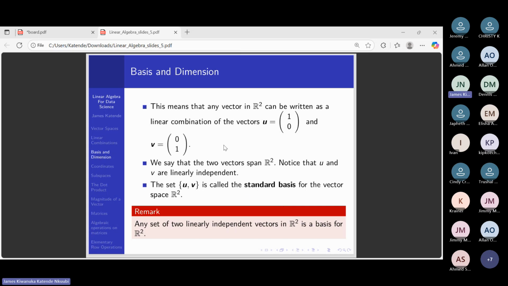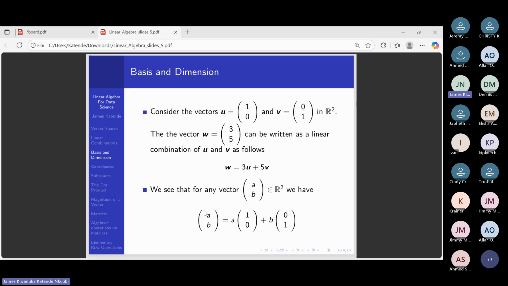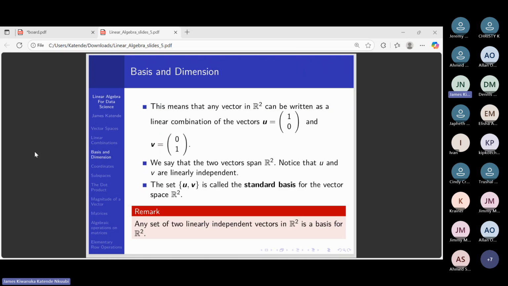So for any vector, based on this setup here, we can see that it doesn't matter what the value of A and B is, it's always possible to write a vector (A, B) as a linear combination of the vector (1, 0) and the vector (0, 1), with the scalars used being A for (1, 0) and B for (0, 1). So this is always possible. It doesn't matter which vector in R2 you pick, this will always be possible. And what that means is that any vector in R2 can be written as a linear combination of the vectors U and V.